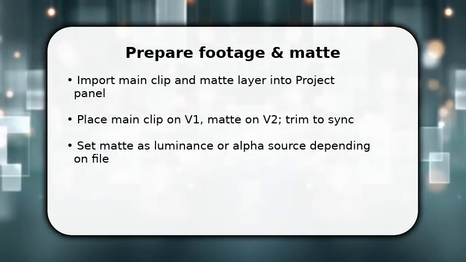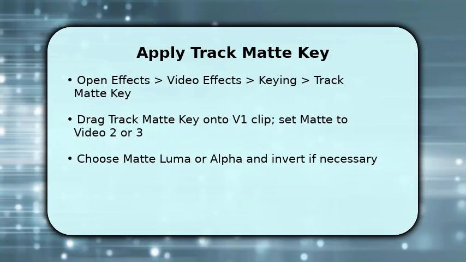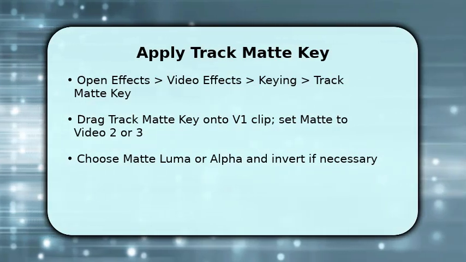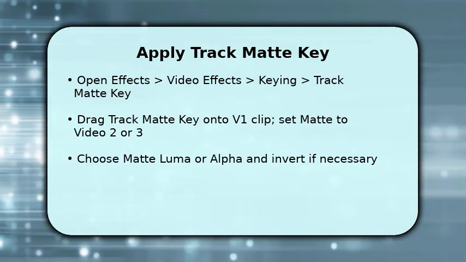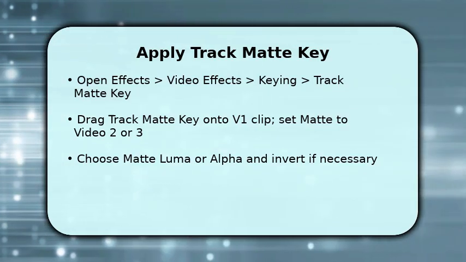Drag the track matte key effect onto your V1 clip. This tells Premiere to read V2 as the mask. Next, in Effect Controls, pick the matte's track number, Video 2, Video 3, etc. So Premiere knows which layer to sample.